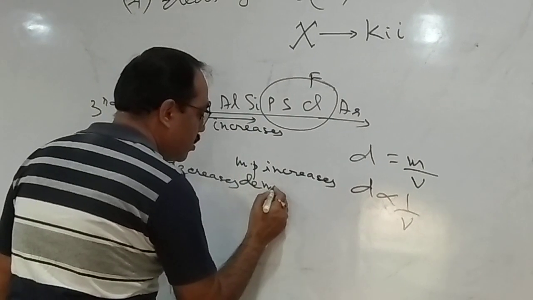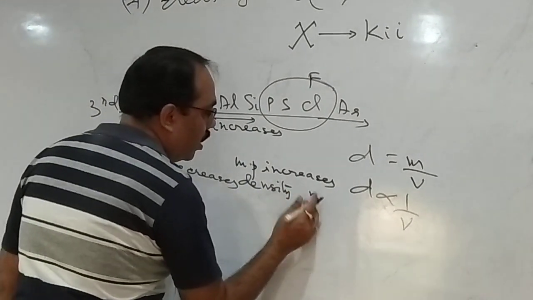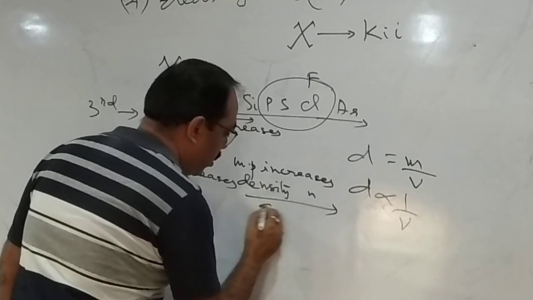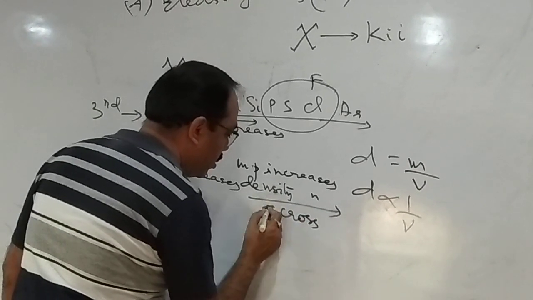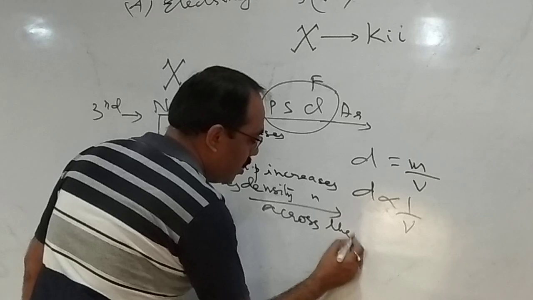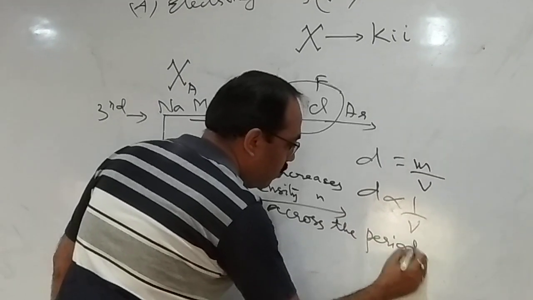Density increases across the period, when you move from left to right.